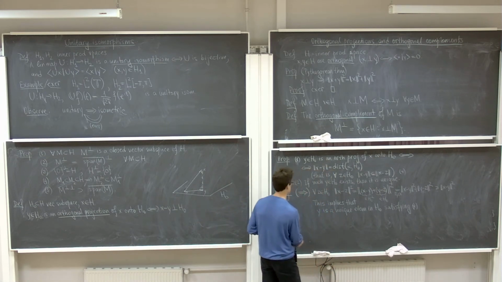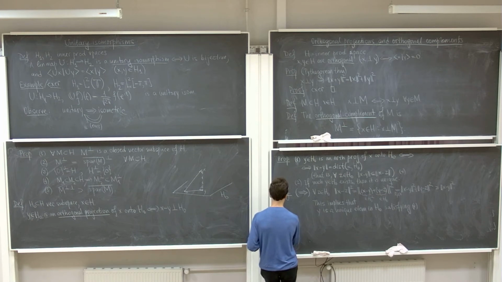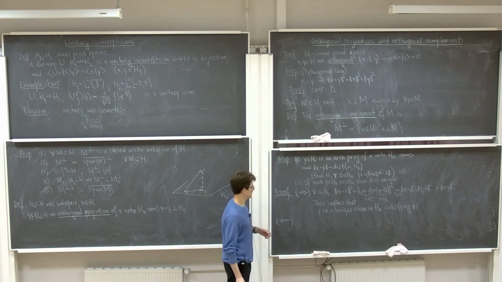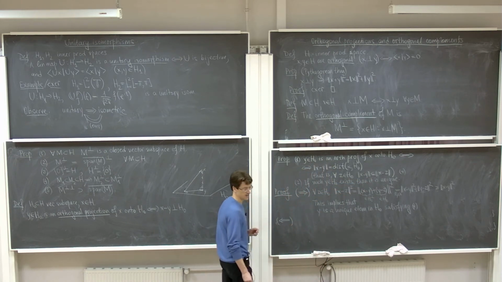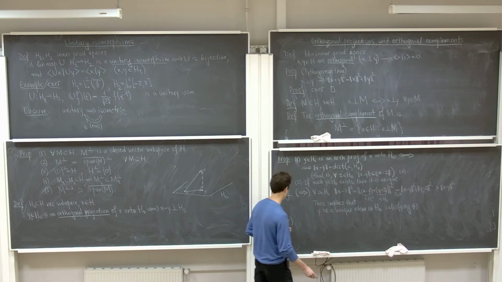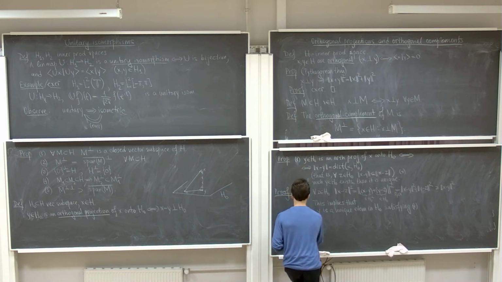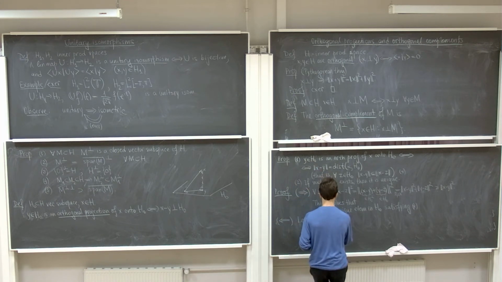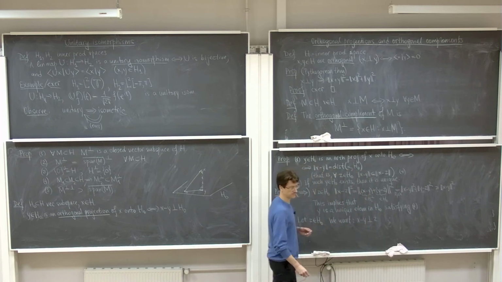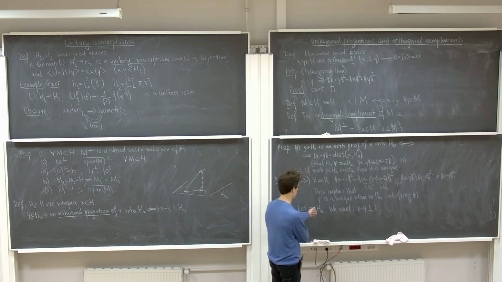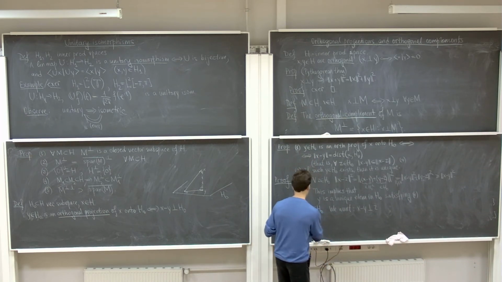Okay, now let's prove the right to left implication, which is a little bit more interesting. So now we suppose that y is the nearest point to x, and we want to show that y is an orthogonal projection. So let z be an arbitrary element in H0. What we want to do is show that x minus y is orthogonal to z. This will mean that y is an orthogonal projection. So let's apply the following trick.